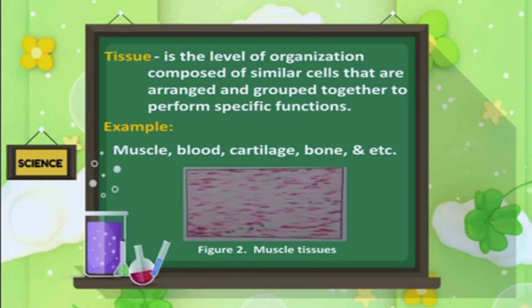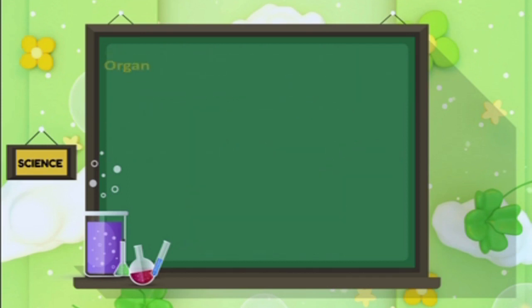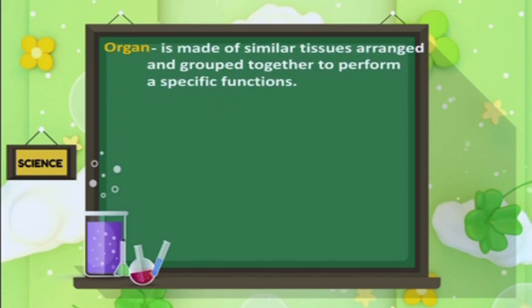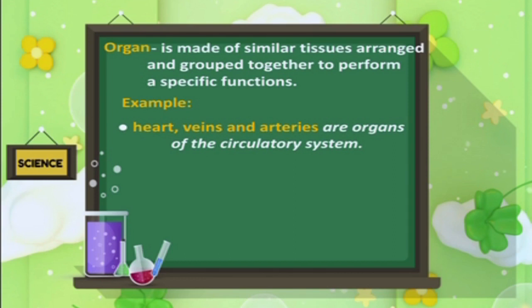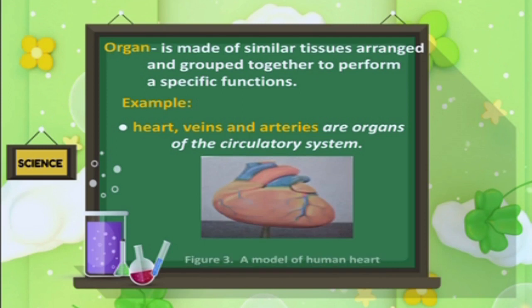Cartilage is a strong but flexible material found in some parts of the body such as the nose, the outer ear, and some joints. The next level is organ. Organ is made of similar tissues arranged and grouped together to perform specific functions. That means similar tissues are arranged and grouped together to become an organ, and each organ has a specific function. For example, the heart is an organ of the circulatory system. Its function is to pump blood.